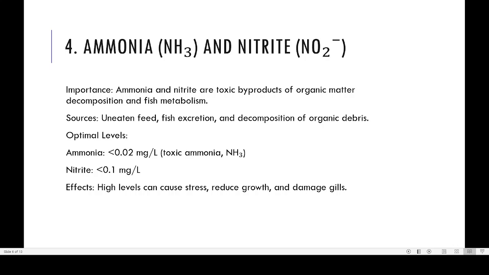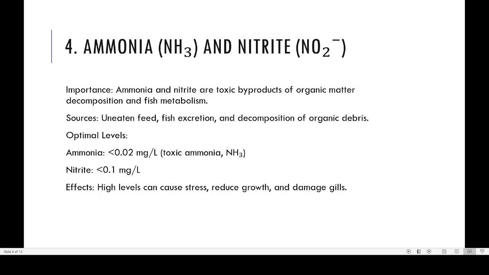Both are toxic byproducts of organic matter decomposition and fish metabolism. The uneaten feed, fish excretory matter, as well as decomposition of organic debris are some of the important sources by which ammonia and nitrate develop in water. Their level is normally, for ammonia, 0.02 milligram per liter considered as the optimal level. If it is more than that, it is not suitable. For nitrate, the optimal level is 0.1 milligram per liter.